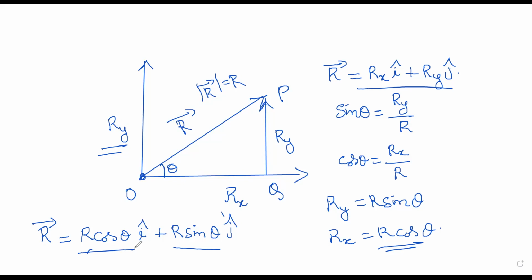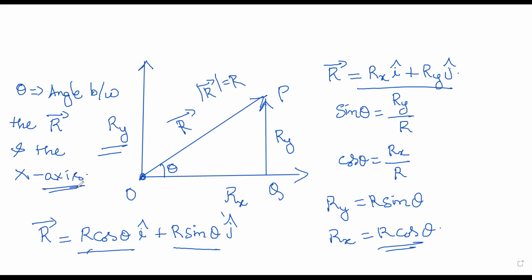This is a very simple scenario, where theta is very important. Theta is the angle between r bar and the horizontal x-axis. So in this case, it's the x-axis, very simply. This is the condition we have taken into consideration, and theta is measured in the anti-clockwise direction. All of you know this very well.